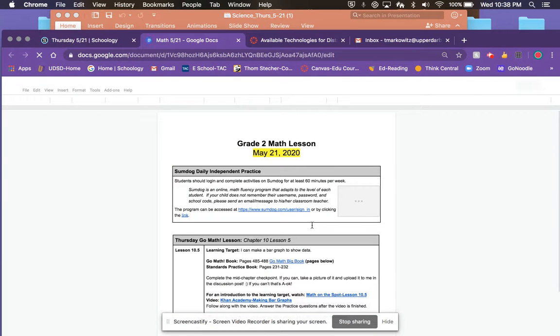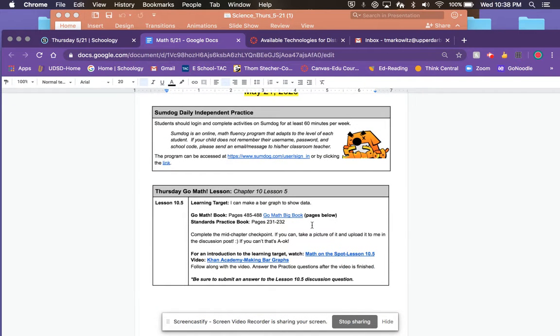You're on lesson 10.5. We're still doing graphing. This is making a bar graph to show data. So now you're going to have the data, or you're going to collect the data, and you're going to create a bar graph to match it.